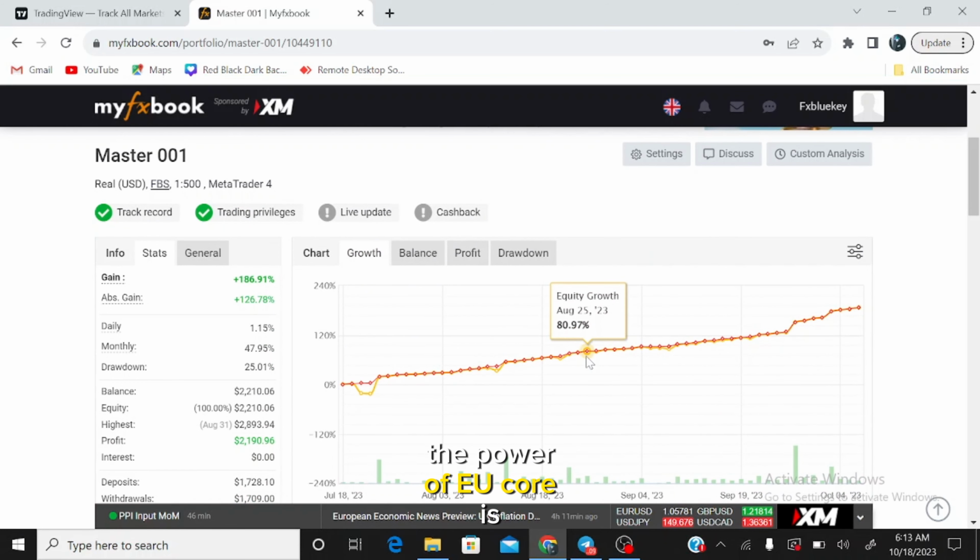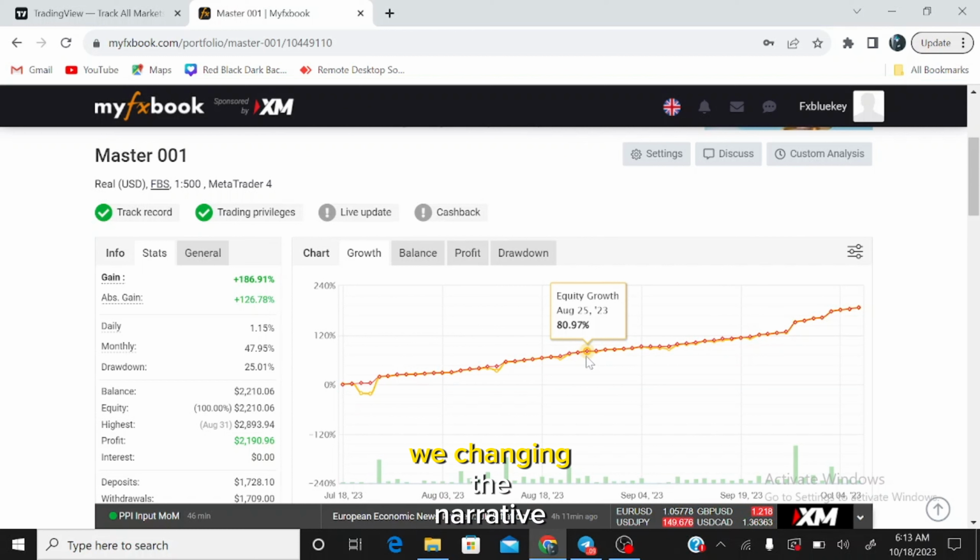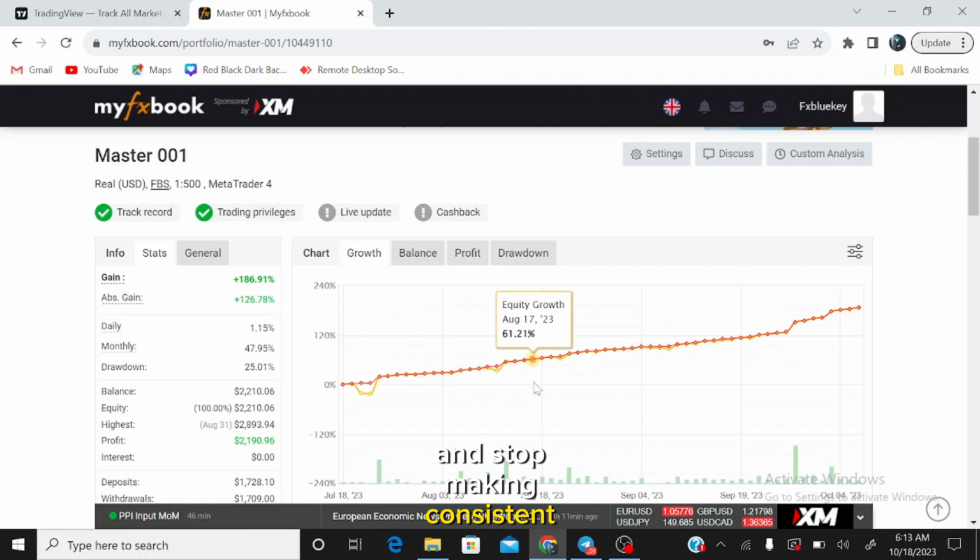The power of EU Core is absolutely amazing. My team is winning. We're eating profits every single day, guys. Show me a bot that is this powerful, and I'll show you EU Core, because we are actually changing the game. We're changing the narrative with EU Core, and it's an absolute game changer. So you got to be part of this. You got to be part of the family and start making consistent profits like this.